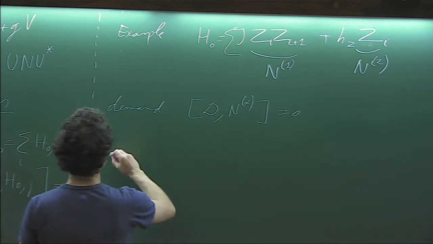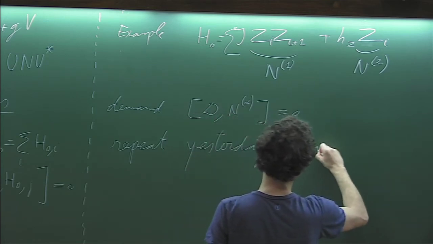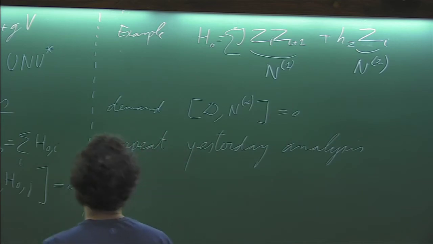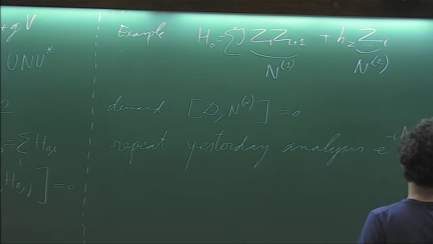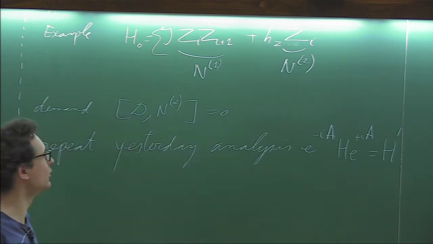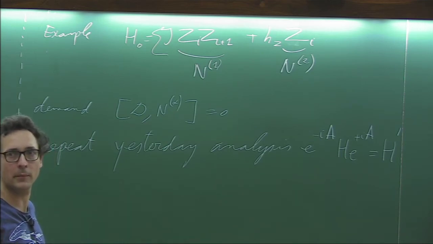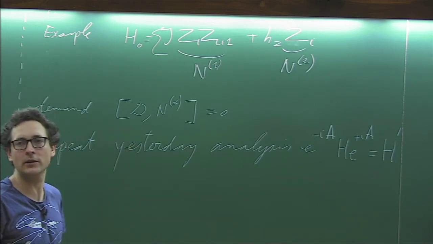And I'm claiming that we can repeat yesterday's analysis, which means that we find a frame rotation A such that the Hamiltonian is transformed into a nicer Hamiltonian, which commutes with all of them. You could think this is a strong condition, but it is no condition at all. I have here a general term of which I just asked that it is small, and then I decompose it into a part that commutes with all of them and a part that does not.